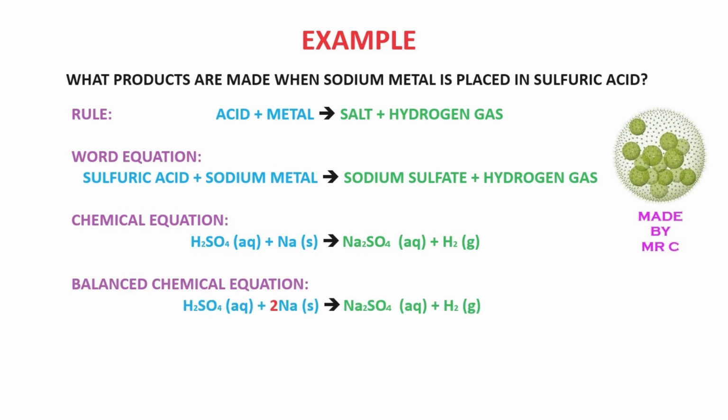To balance the equation, we can only change the coefficients in front of either the reactants or the products. And in this case, the reactants have only 1 sodium, but the products have 2 sodiums. So all we need to do is increase the number of sodiums in the reactants, and we do that by putting a 2 in front. And so now we have 2 sodiums in the reactants and 2 sodiums in the products, and now it's balanced.